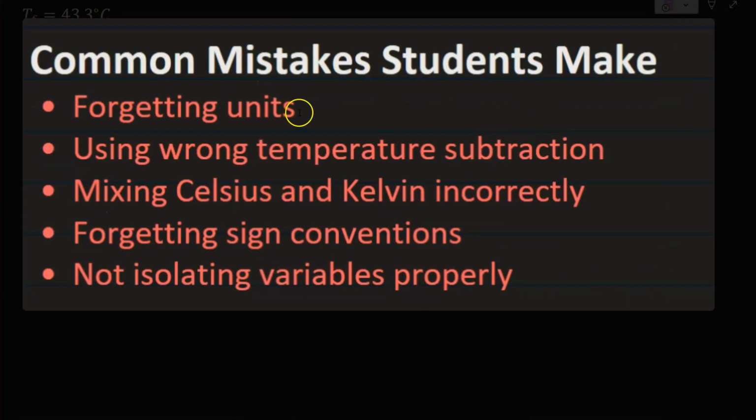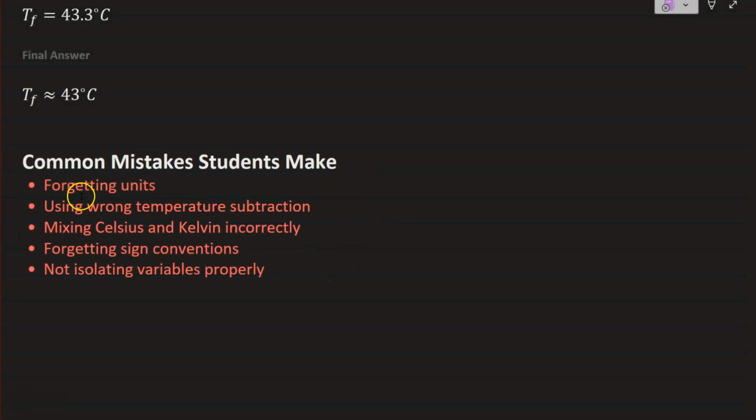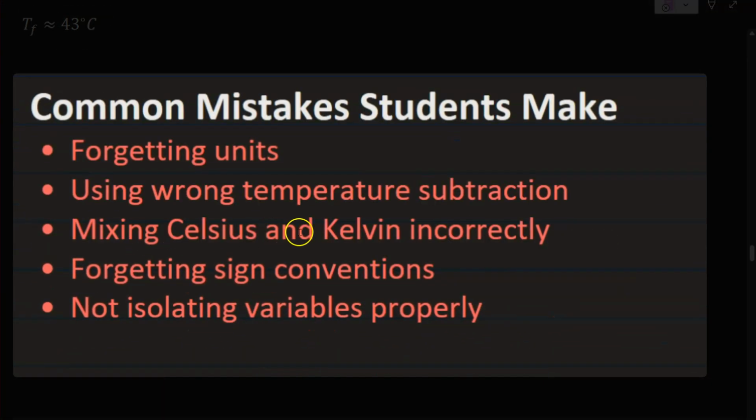All right, okay, let's talk about common mistakes that most students make. You forget units, or use the wrong temperature subtraction, mix up Celsius and Kelvin, or forget sign conversion. Make sure, remember, when you gain heat, that's positive. When you lose heat, that's negative. And of course, not being able to solve the equation for a specific variable.